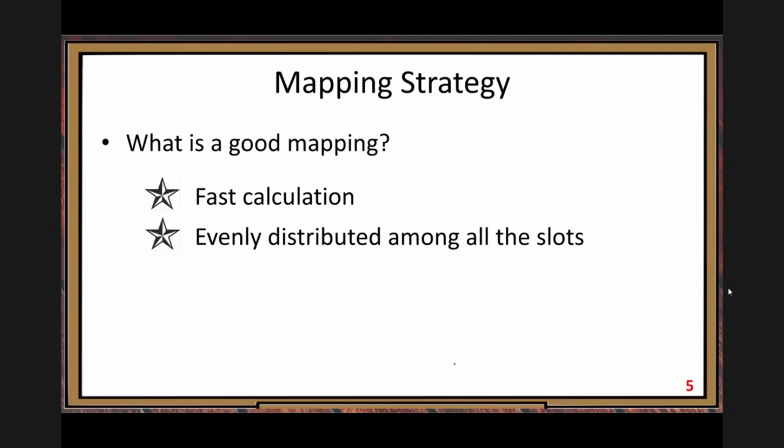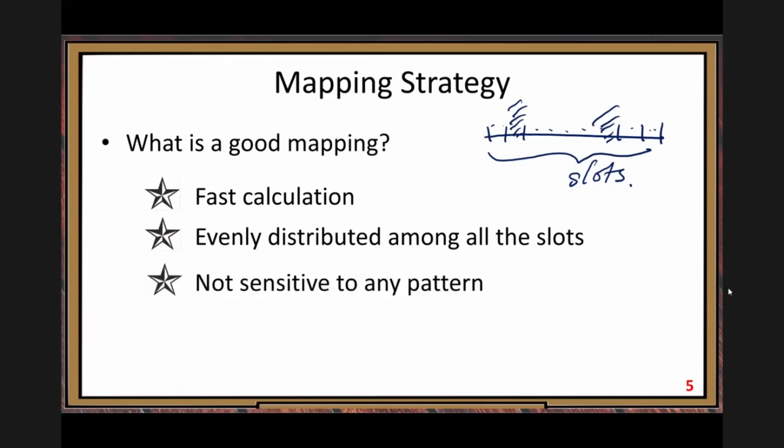Second property, evenly distributed among all the slots. Suppose you have a certain number of slots, all the slots you can use to store the data. But if your mapping is not evenly distributed, with too many mappings to some slot, too many mappings somewhere, but in other places, no mapping, then it's a bad mapping. If it's very close to evenly distributed, then it's a good mapping. So that's the second property.